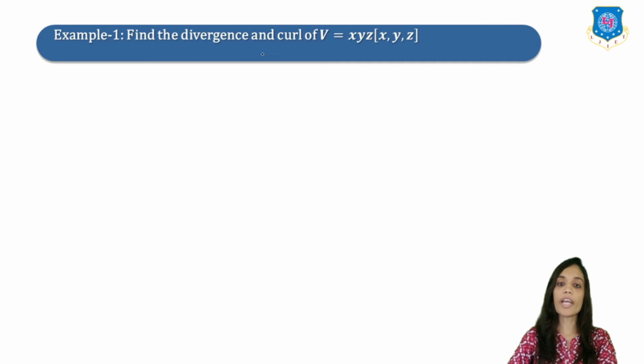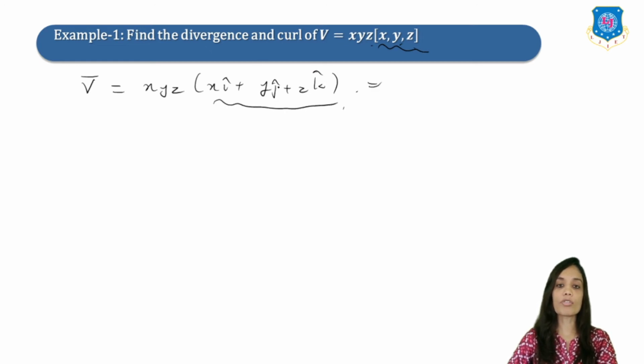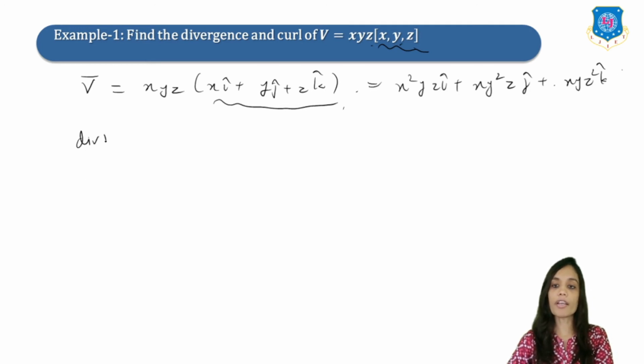Now in this we have to find the divergence as well as the curl of the vector field v bar, that is xyz into x i cap plus y j cap plus z k cap. This is our vector only. So let us write our vector v bar as xyz into x i cap plus y j cap plus z k cap. This vector can be written in this form also. Now simplify this. So it is x square yz i cap plus xy square z j cap plus xyz square k cap.